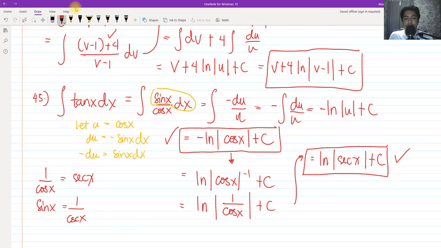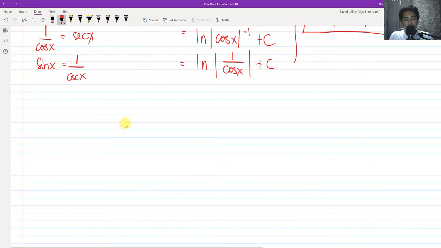So yeah, that is the same. Okay, for our 46th problem, number 46, we have the integral of cosine beta d beta over 2 plus 3 sine beta. Beta is our variable here.